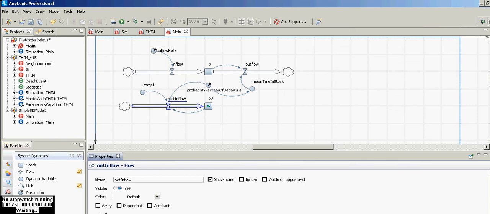Would be divided by what? Mean time in stock. This gives the mean adjustment time for getting X2 in line with target. If target is off, we're going to rush to adjust X2 to track target. We're just about done making these two equivalent.